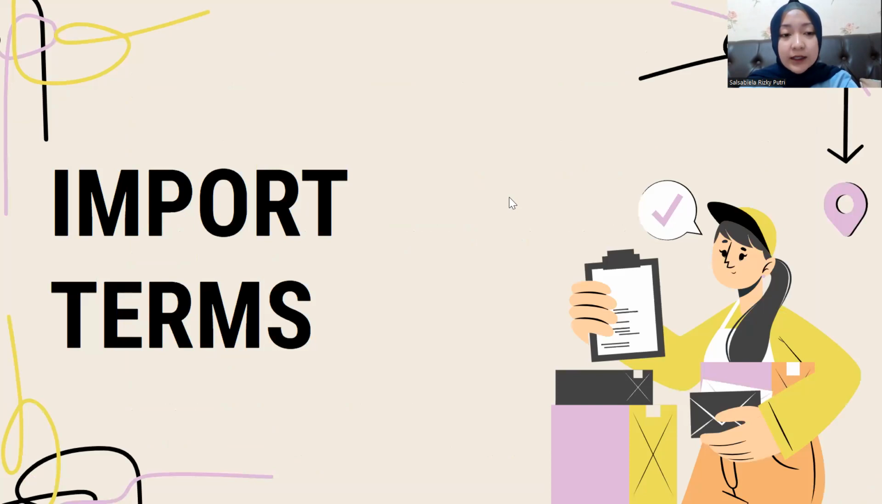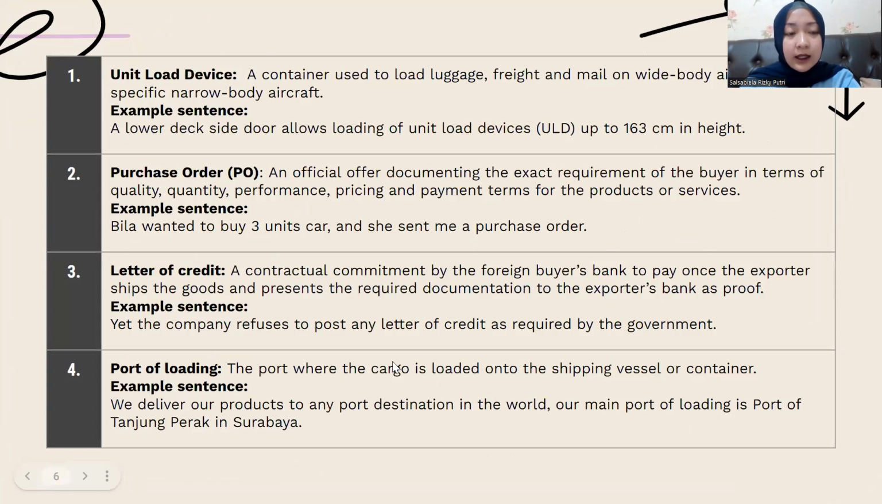And the second topic is import terms. So the first is ULD or unit load device. It is a container used to load luggage, freight, and mail on wide-body aircraft and specific narrow-body aircraft. For the example sentence, a lower deck side door always allows loading of unit load device or ULD up to 163 centimeters in height.